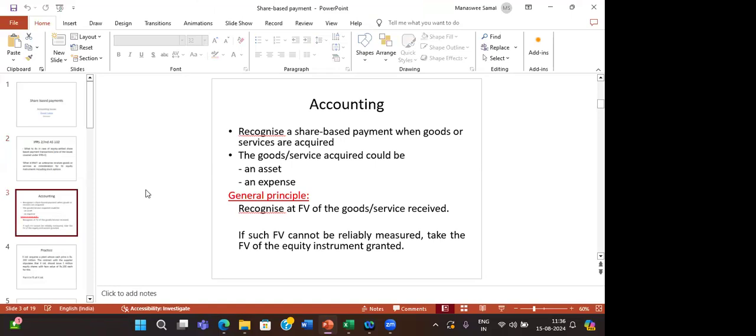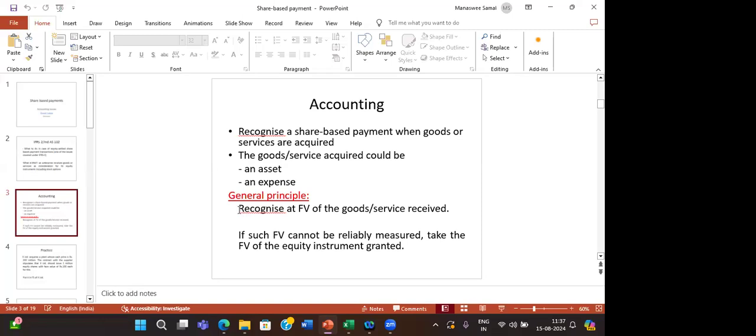whenever a share-based payment is happening for goods or service, please understand that the goods or service you are getting could be an asset. Example, I'm getting a machine, so it's an asset, and if I'm getting service from employees, it's an expense. The general principle in such cases is that the value of the asset, the goods or service, whatever you are getting, should be the fair value of the goods or service received. At the outset, you don't think about the equity instrument's fair value. GAAP is very clear to say recognize at fair value of the goods or service received.